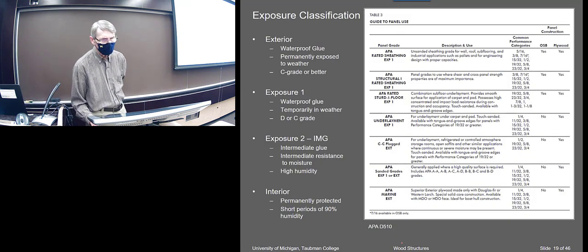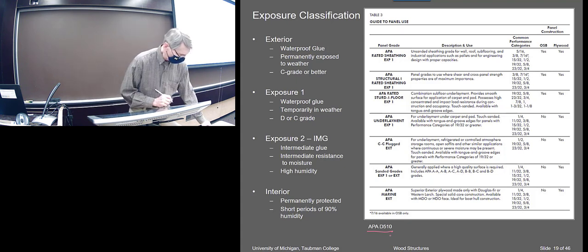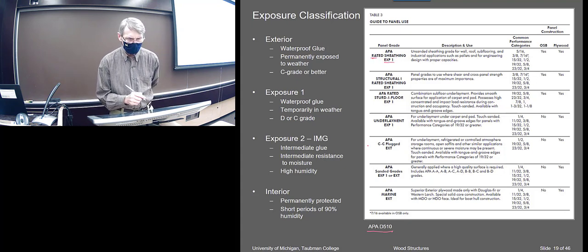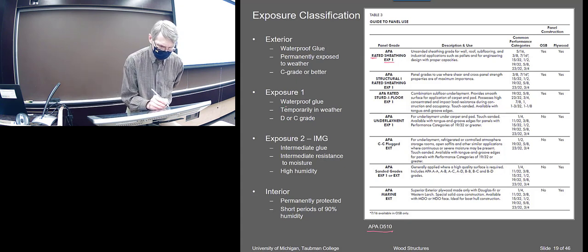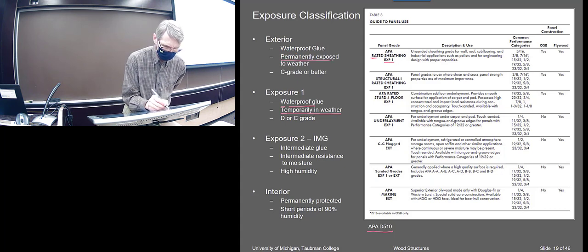Okay, so right, here's the ratings. That's on this sheet. This is all coming from this one, the 510. And it can be rated as, this must be like an architectural, I thought was at the top of the list. Sheathing, rated sheathing, exposure 1. So exposure 1, I believe, is the exterior. Exposure waterproof glue, can only be temporarily in water. Okay. Exterior is the one that's actually permanently exposed to weather.